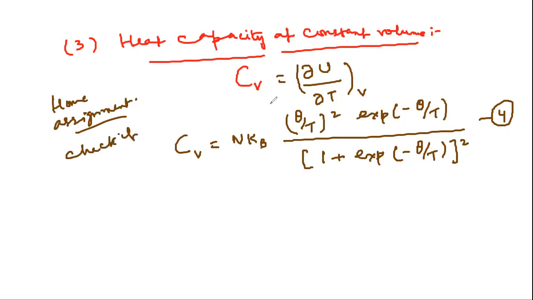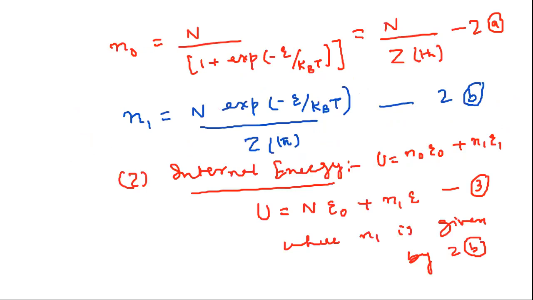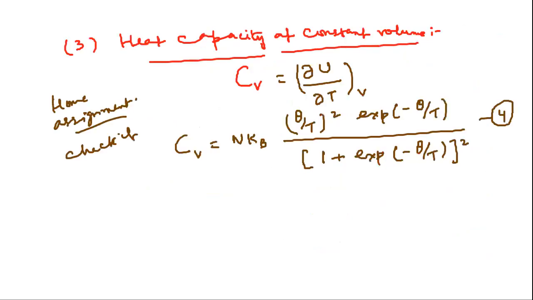What you have to do, you have to differentiate the internal energy with respect to the temperature. You have to take this expression 3, put N1 from equation 2b, then differentiate U with respect to temperature, treating volume or energy levels as constant. Remember here in this expression, what is our theta? Theta is the characteristic temperature, which by definition is epsilon by kb.